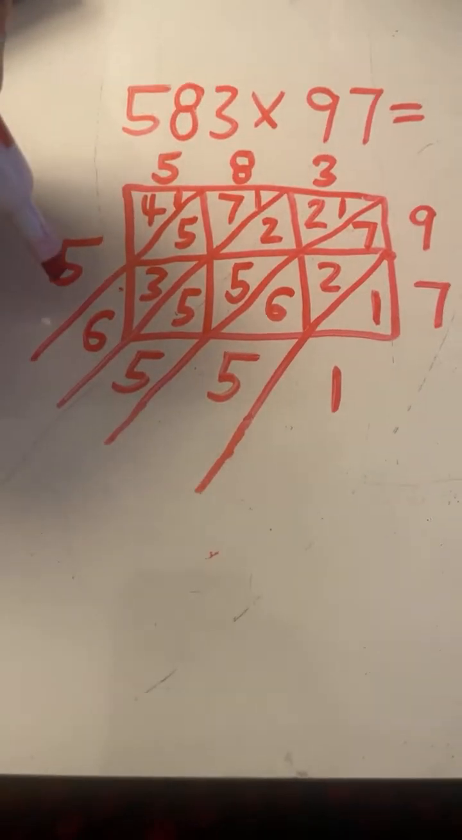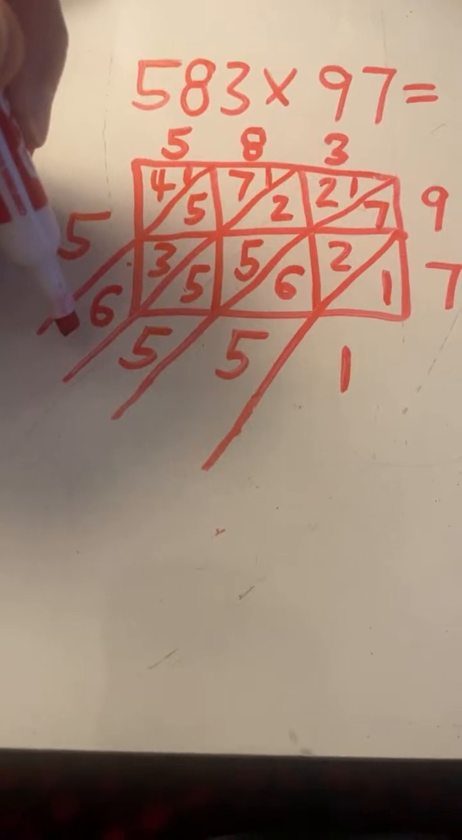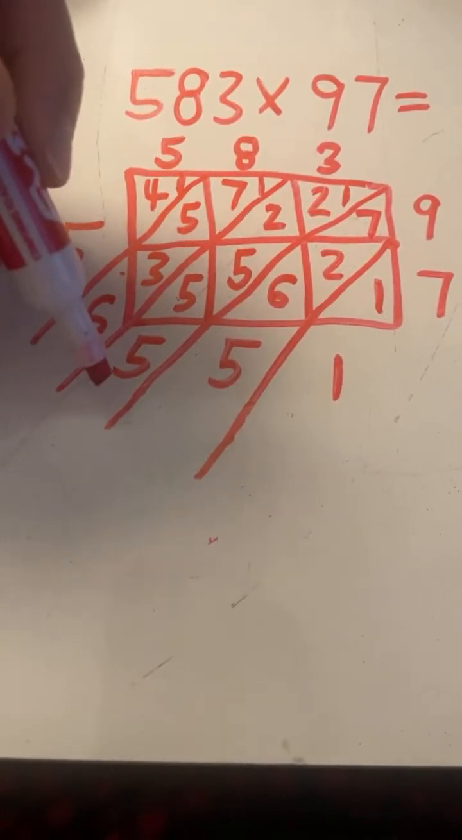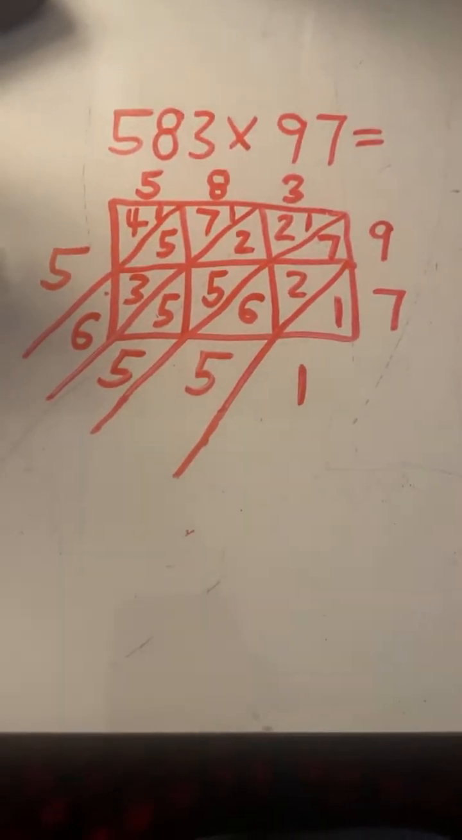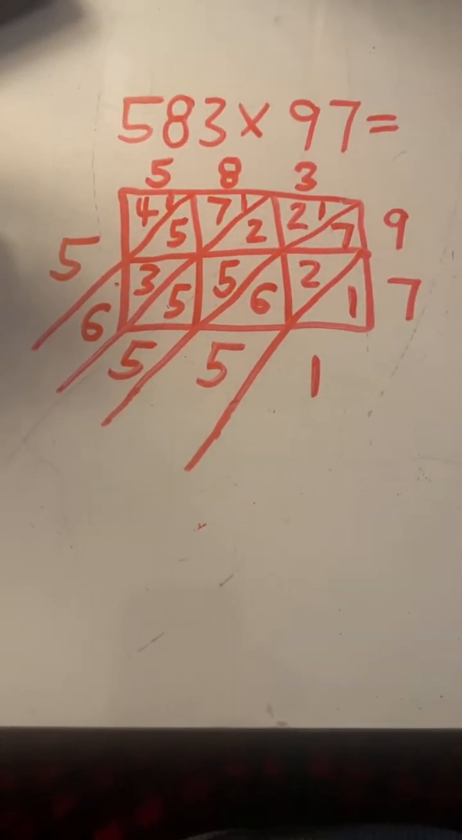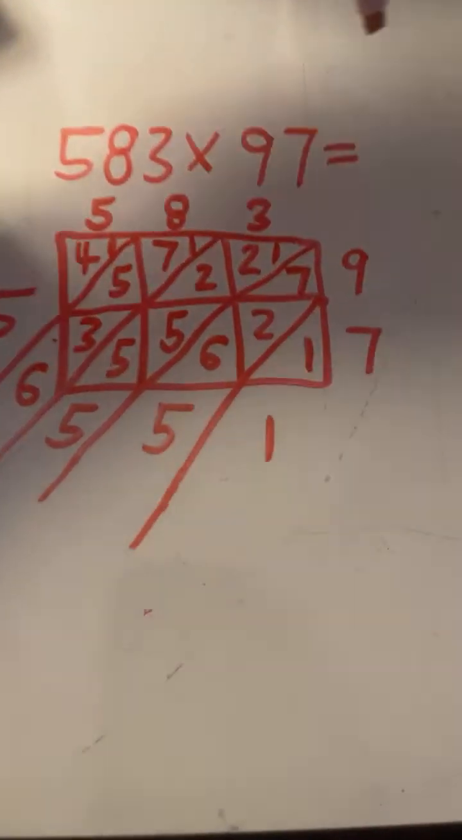Now, reading the number from left to right, we have a 5 in the 10,000s place, a 6 in the thousands place, a 5 in the hundreds place, a 5 in the tens place, and a 1 in the ones place. So our final answer, 583 times 97, is 56,551.